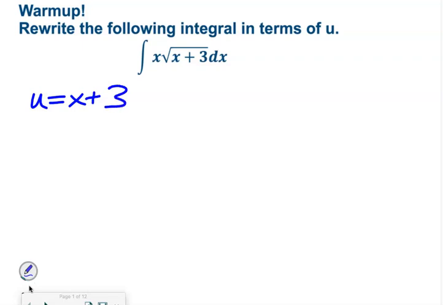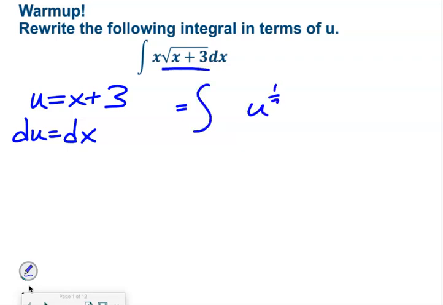So u is x plus 3. Your du is dx. So we go in and we start rewriting. So this right here, that's u to the 1/2. And our dx, well, that's du. But we still have an x, right? This x right here has not been replaced. So when you've got stuff left over that has not been accommodated by your u or your du, you gotta do a little finagling.